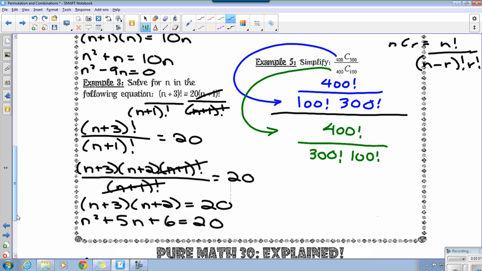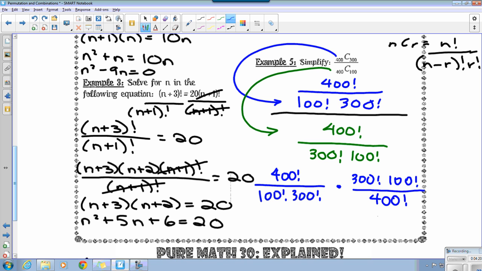In grade 8, you learned how to divide fractions. What do you do? Flip the second guy and multiply. So the first one's going to say 400 factorial over 100 factorial, 300 factorial, multiplied by this bottom part flipped, which is 300 factorial, 100 factorial, all over 400 factorial. A lot of stuff to get you excited in this question.